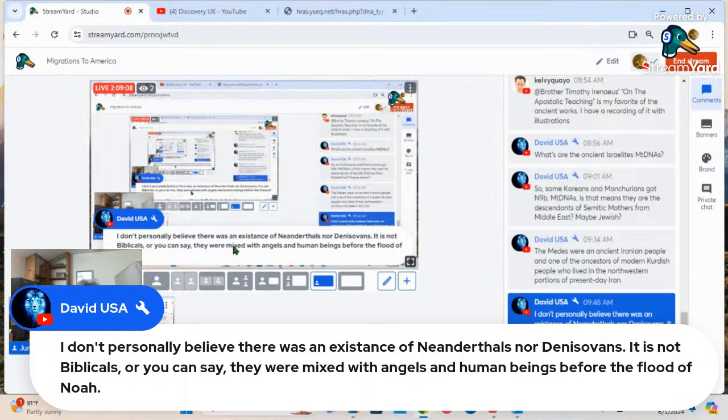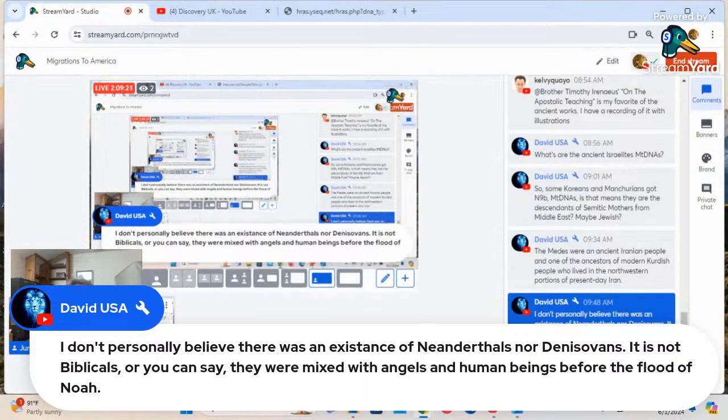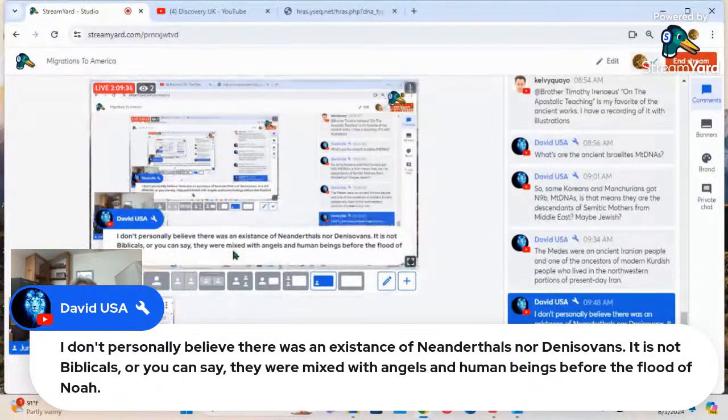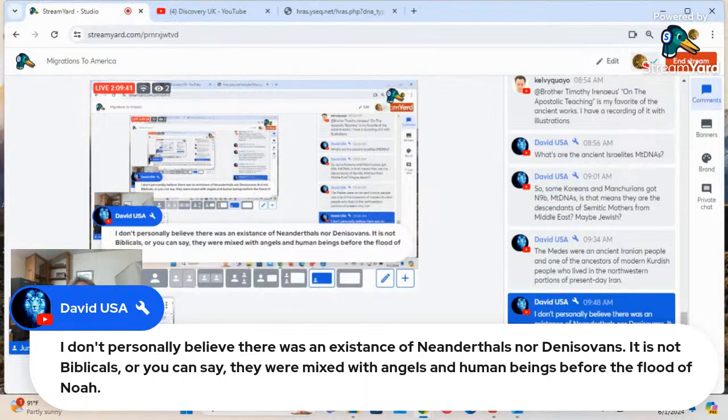I don't personally believe there was existence of Neanderthal nor Denisovans as biblical, or that they were mixed with angels, human beings before the flood. No, actually, they're found in sediment layers, so they have to have been after the flood. I mean, they're actually buried in the sediment layers. So they're not even buried by the sediment layers, they're buried in the sediment layers. So it's kind of hard to say they existed before the flood.